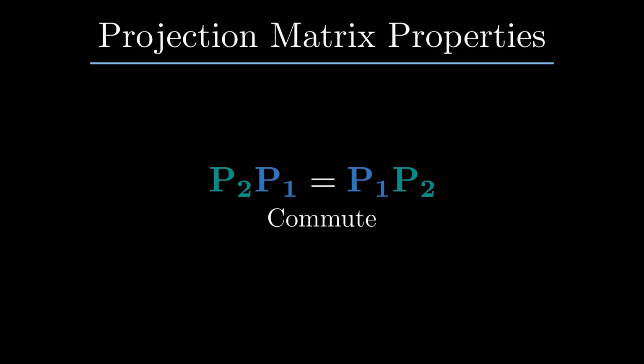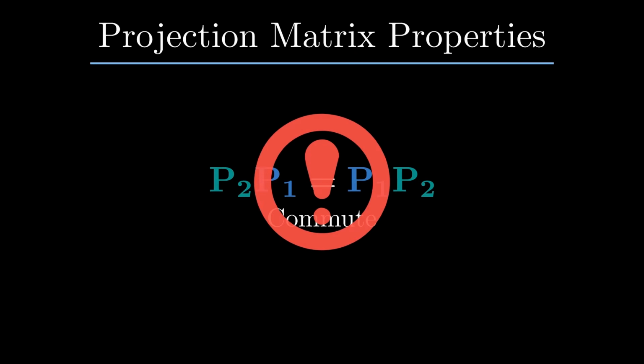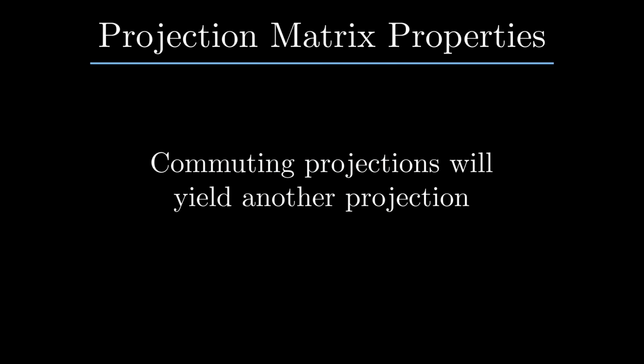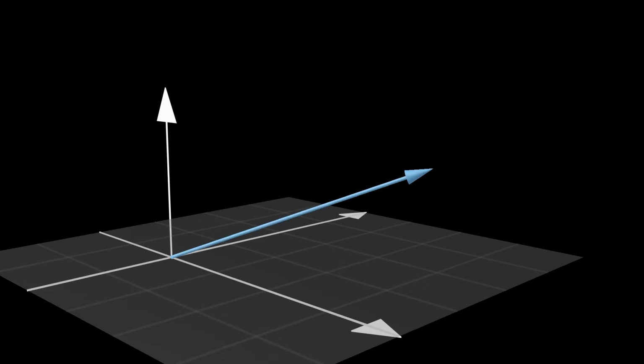Just like how matrix multiplication in general does not necessarily commute, projections do not necessarily commute. But the reason we care when they do is because it turns out that if two projections commute, then their combination will also itself be a projection. The simplest case where projection matrices commute is when they project onto orthogonal subspaces. The reason they commute is because either way you just get 0.